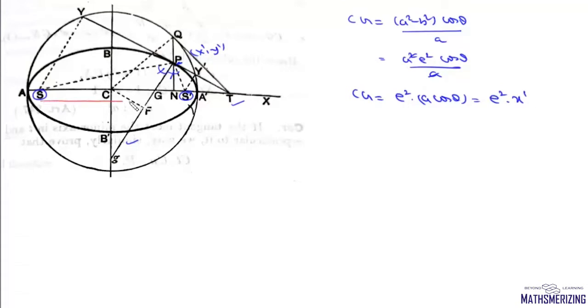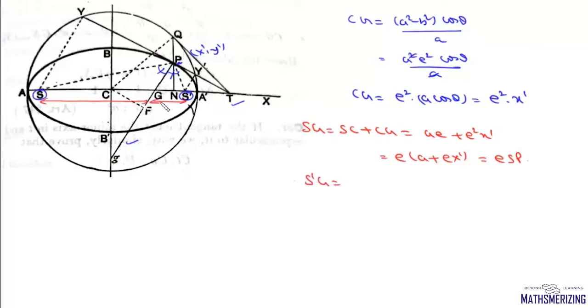Now we'll find this distance, which is SG. We can write SG as SC plus CG. Now what is SC? SC is AE, and CG is E square x dash. So we can take E common, and we'll get E times (A plus EX dash), and A plus EX dash is nothing but the focal distance of this point P from this S. So it is simply ESP.